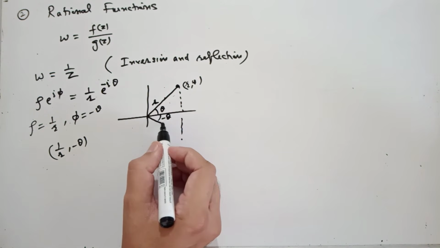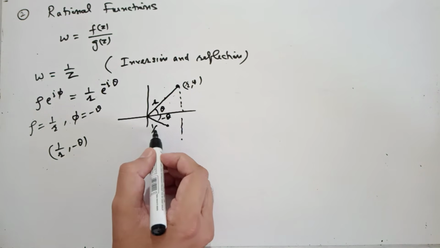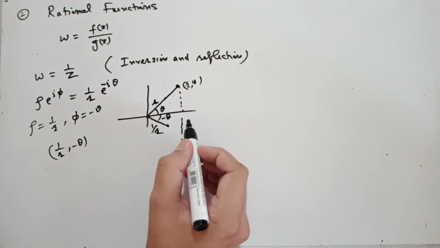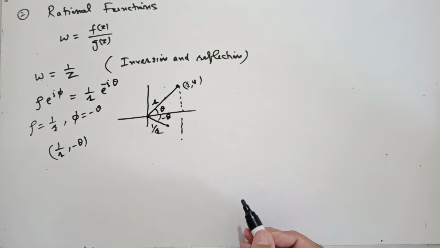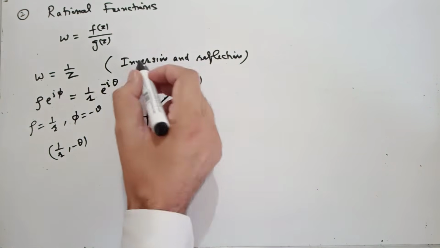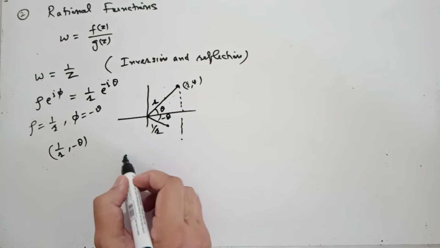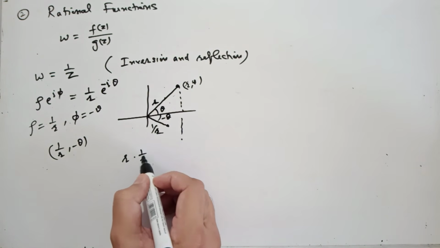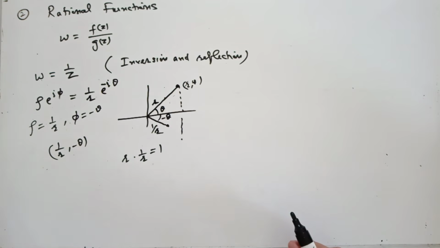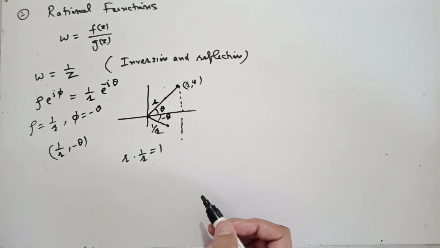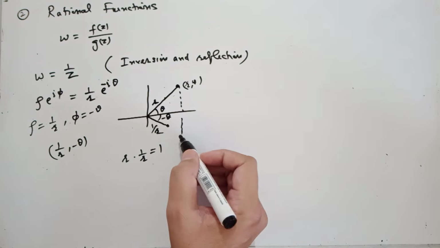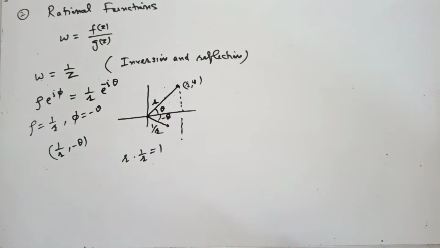But r has gone to 1 over r. If r is greater than 1, then 1 over r is less than 1. So the point is here actually. The image of this point is here in the uv plane. Why is it called inversion? Because if you write the product of r and 1 over r, then it is 1. So these 2 points are inverse points with respect to the unit circle. So that's why it's inversion and reflection mapping. The point is reflected and it has gone to the inverse point.